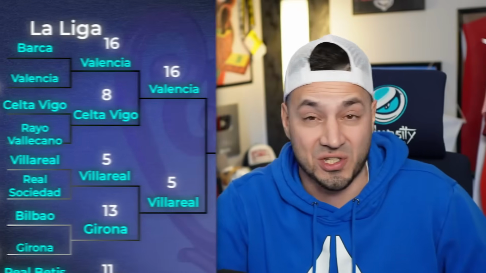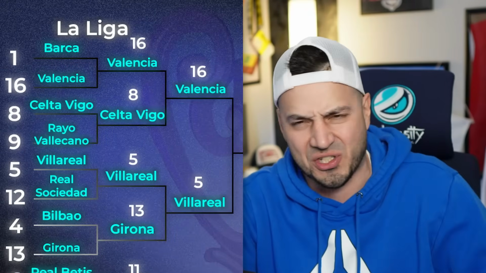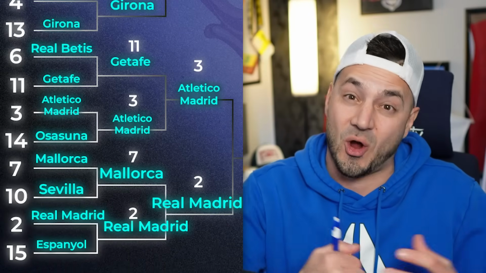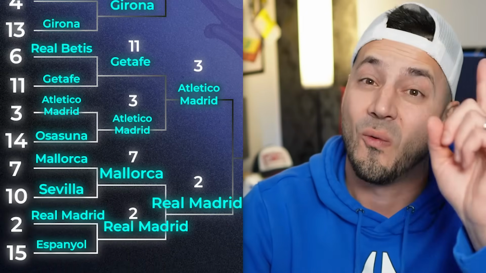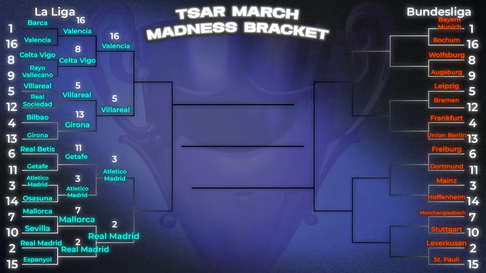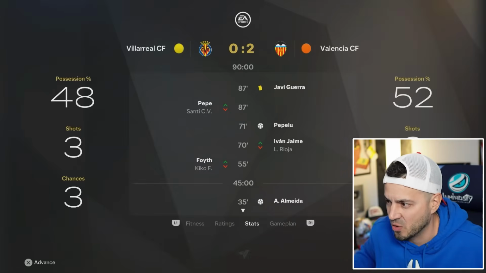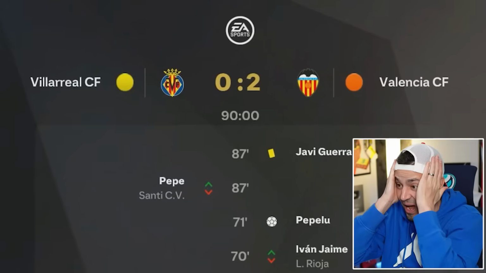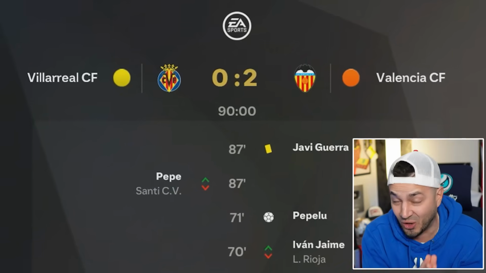Only 4 clubs remain in the Spanish division in La Liga. It will be 16th seed versus 5th seed, Valencia versus Villarreal, and then 3rd versus 2nd, Atletico Madrid versus Real Madrid once again. To get to the La Liga division final, will it be a 5th seed or a 16th seed? Villarreal versus Valencia. Let's find out. Who is it? Oh my gosh! Oh my goodness. We have a 16 seed that just went to the divisional finals.